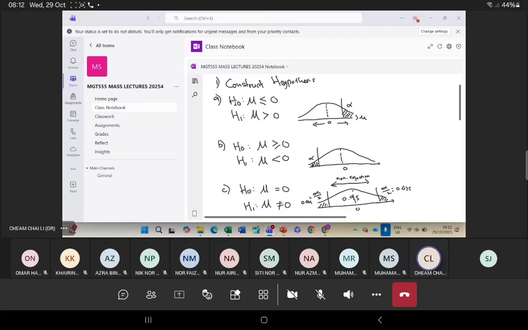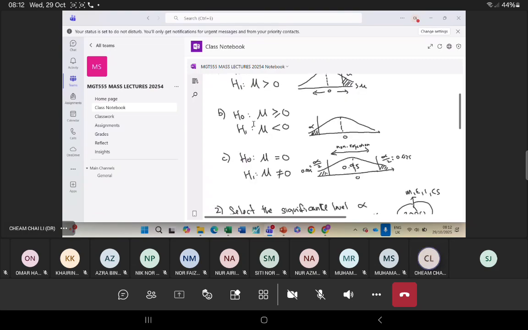So there are 3 ways, there are 3 scenarios. If you have the first scenario of the hypothesis testing, you see your mu is greater than 0. So if you draw the normal distribution, you will have one tail to the right of the distribution. If you have the second hypothesis, right? So your mu is less than 0. That means if you draw the normal distribution, you find that you also have one tail, but this tail is to the left of the distribution, right?